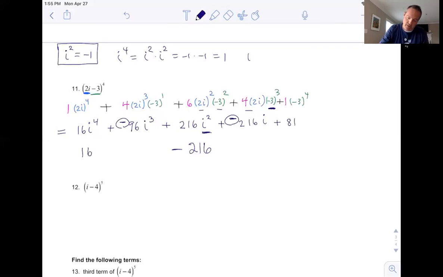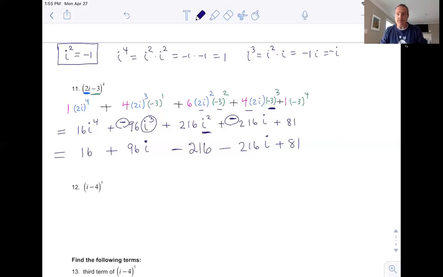And then we got I to the 3rd. Well, that's just I squared times I. So that's negative 1 times I, or negative I. So I cubed is negative I. But that negative gets together with the negative 96 and gives me a plus. So I get a 96 and I still have I hanging around. Here I get a plus minus. That's a minus 216I. And I get a plus 81. A lot of fun, isn't it?